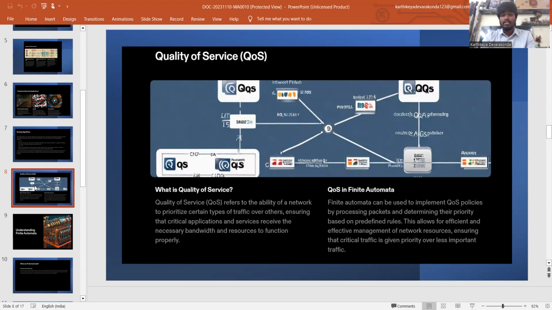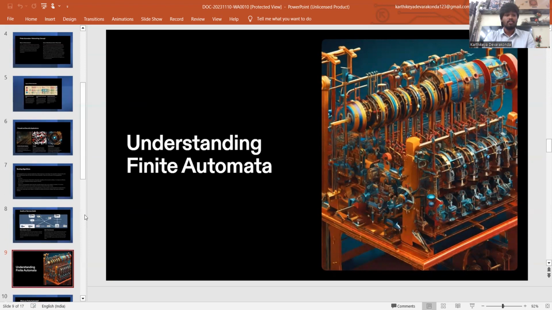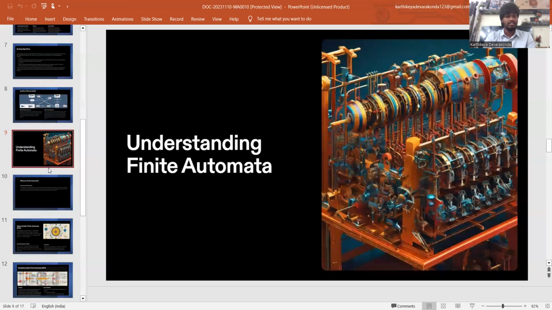Now, quality of service in finite automata. Finite automata can be used to implement quality of service policies by processing packets and determining their priority based on predefined rules. This allows for efficient and effective management of network resources, ensuring that critical traffic is given priority over less important traffic. This is quality of service. Now we'll move to the next page.